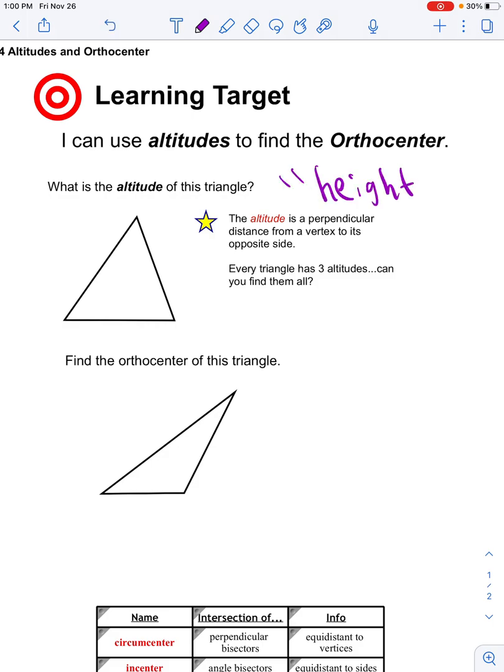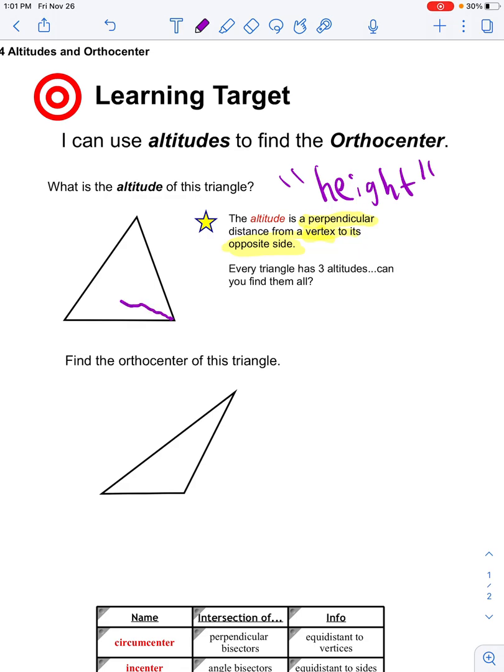When you hear the word altitude, I want you to think of height. You may have known the area formula for a triangle, which is base times height. You could also call it base times the altitude. So when we find the altitude, we really find the height of the triangle. To find the altitude, it's a perpendicular, which means it intersects at a 90-degree angle from a vertex to the opposite side.